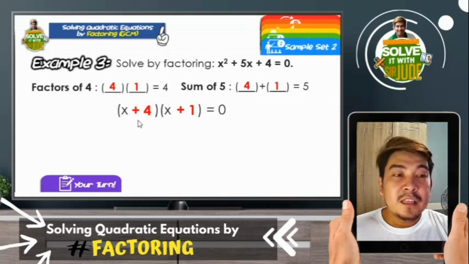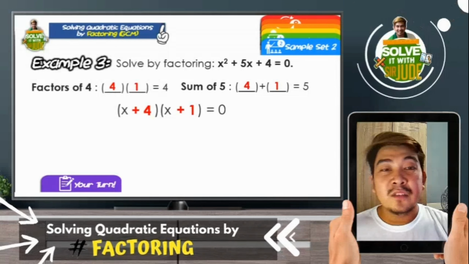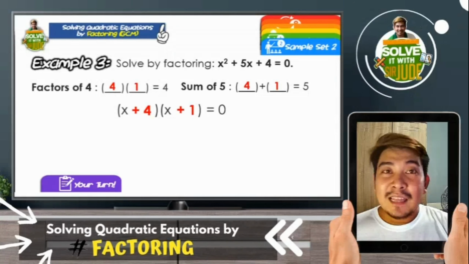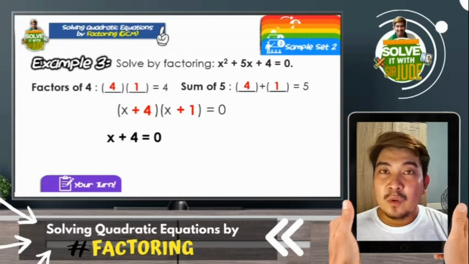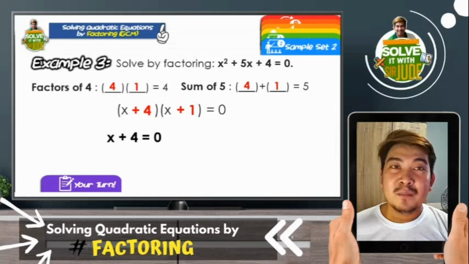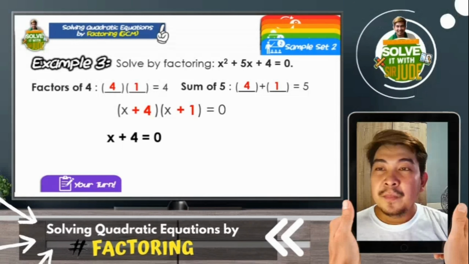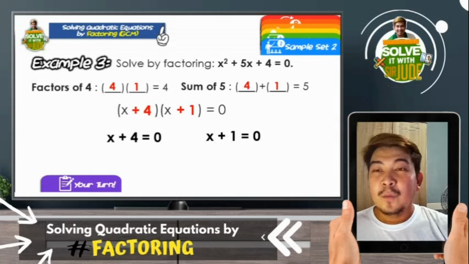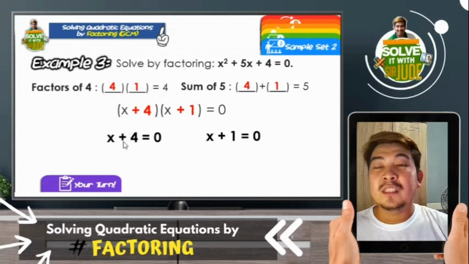Then, since the equation is already in its factored form, ang kasunod na gagawin natin is of course to apply the zero product property. I-equate natin both factors to 0. So the first one, x plus 4, equated to 0, that will be x plus 4 is equal to 0. And then the other factor, x plus 1, equated to 0, that will be x plus 1 is equal to 0.